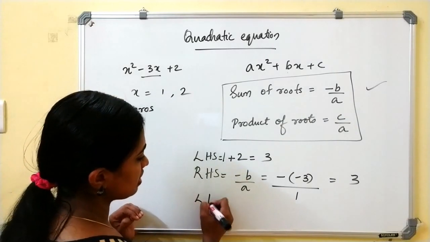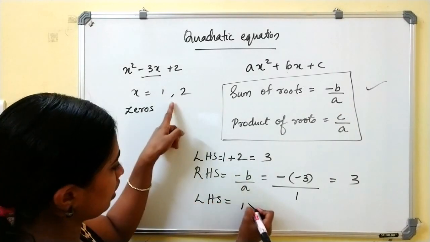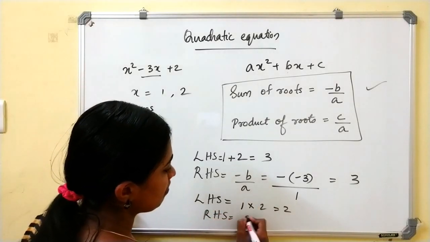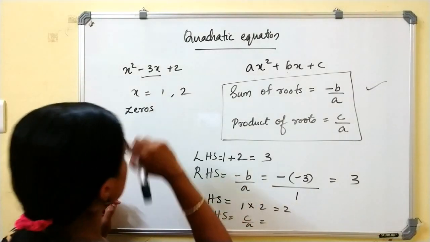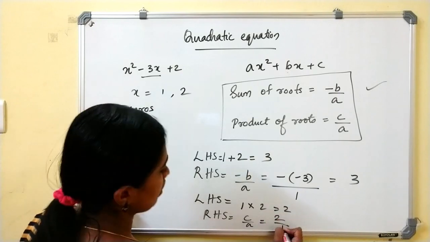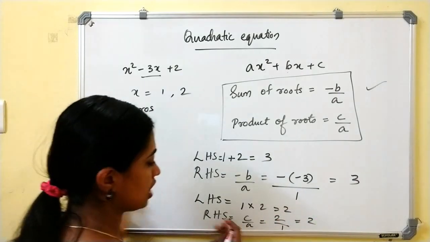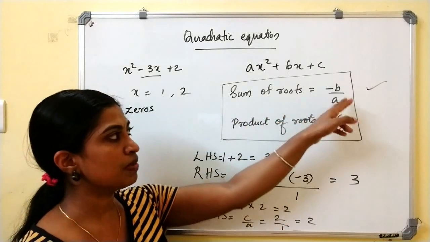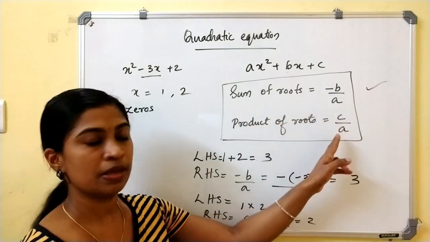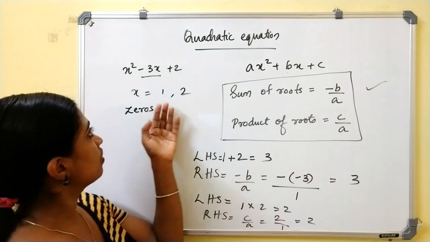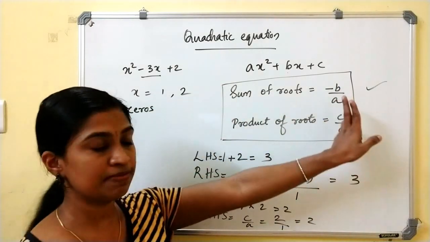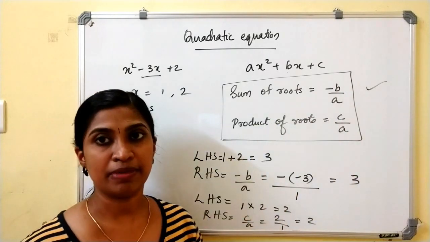Next is product of roots. LHS is the product, 1 into 2, which is 2. RHS is c by a. That is, c is 2 by a is 1, so 2. LHS equals RHS. So, we have verified that sum of roots is minus b by a and product of roots is c by a. So, the roots we have found are correct. Okay. Sum of roots is minus b by a and product of roots is c by a.